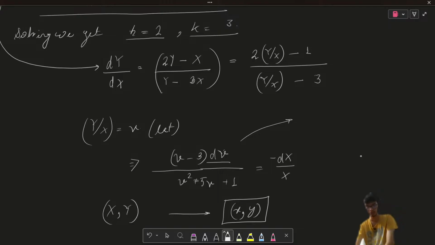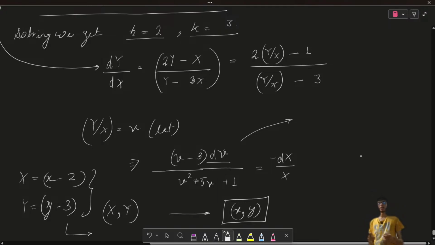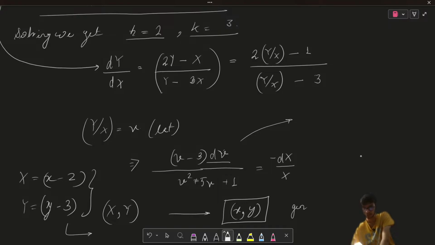Your solution, in place of X, should have small x minus 2, and in place of Y, it should have small y minus 3. This is the substitution that you need to do finally, after you get the expression in capital X and Y, and then you get the required solution in small x and y. So this is going to be my general solution.